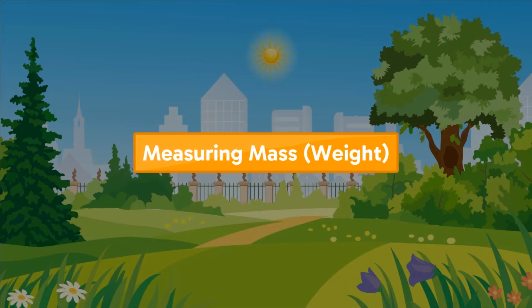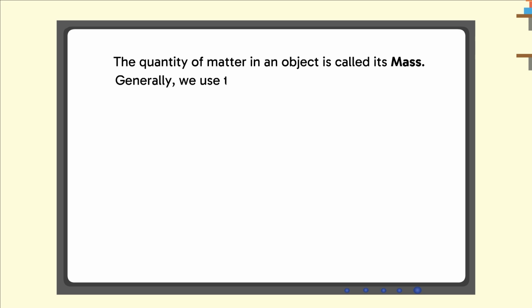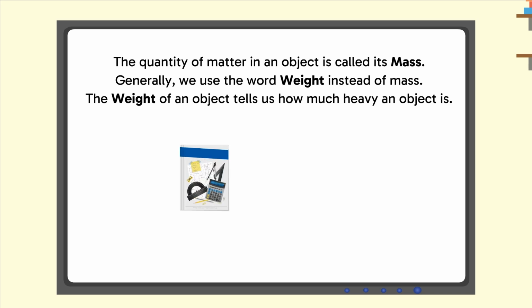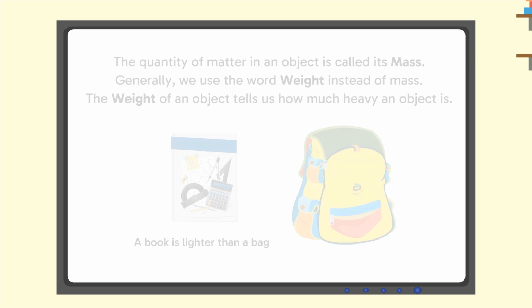Measuring mass or weight. The quantity of matter in an object is called its mass. Generally, we use the word weight instead of mass. The weight of an object tells us how heavy an object is. By observing two objects, we can tell which one is lighter. A book is lighter than a bag.